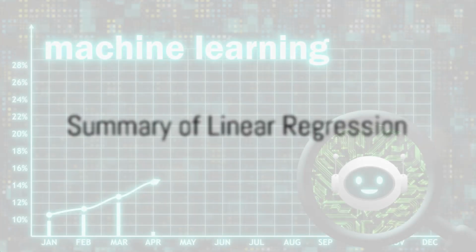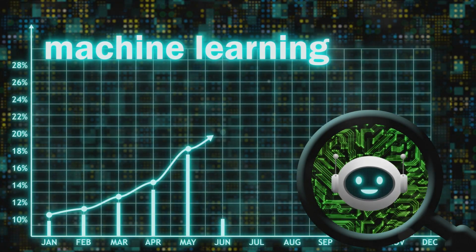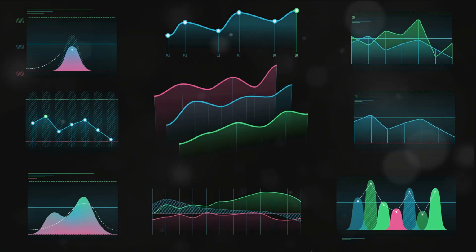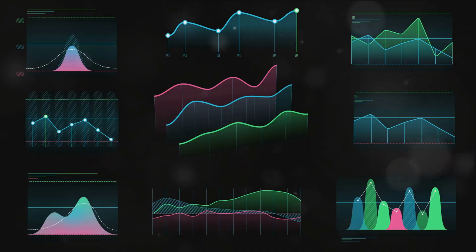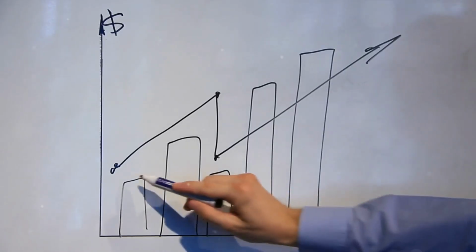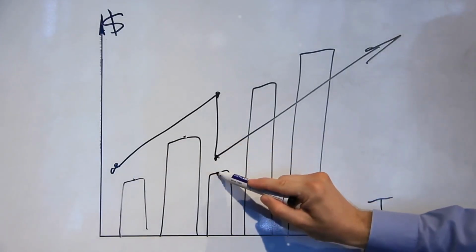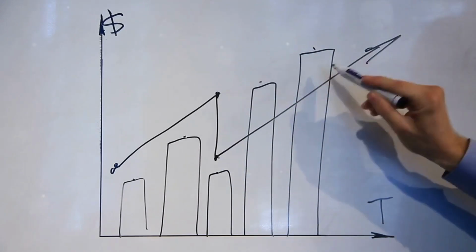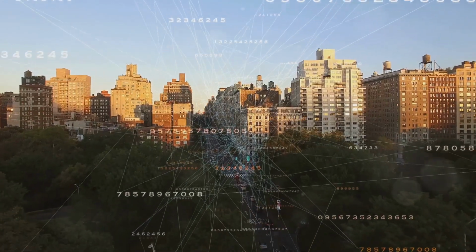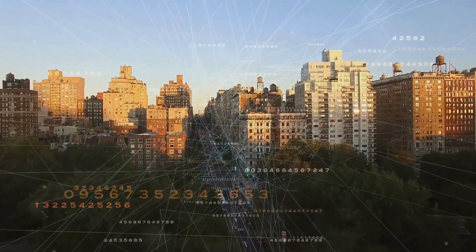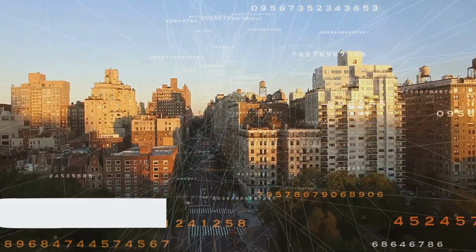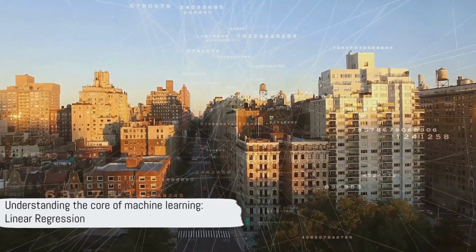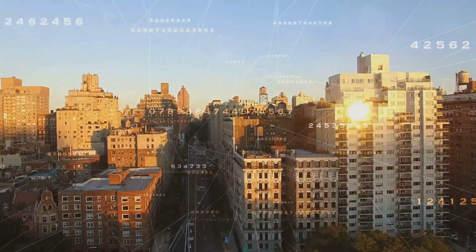In summary, linear regression is a fundamental algorithm in machine learning used for making predictions. It works by drawing a best fit line through a set of data points, using the method of least squares. The line is determined by its slope and y-intercept, which describe the relationship between the input and output variables. It's a simple yet powerful tool, but its effectiveness depends on whether the relationship between variables is linear. So the next time you wonder how predictions are made in machine learning, remember linear regression.